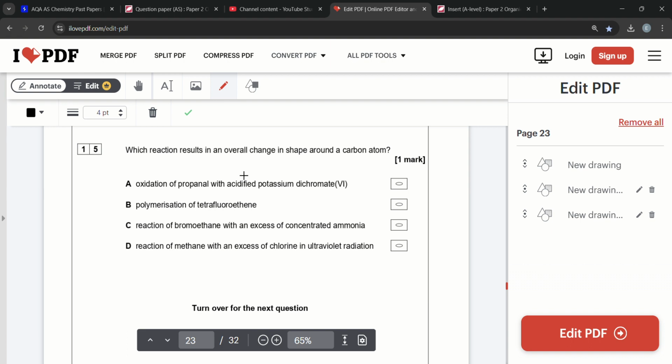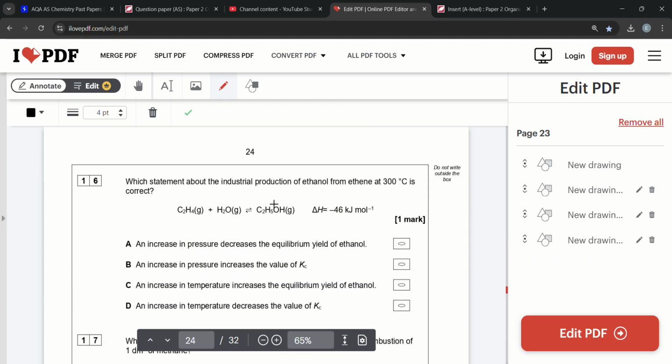Reaction: polymerization of tetrafluoroethene. Which statement about the industrial production of ethanol from ethene at 300 degrees Celsius is correct?